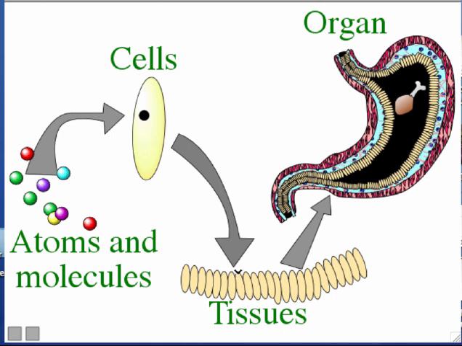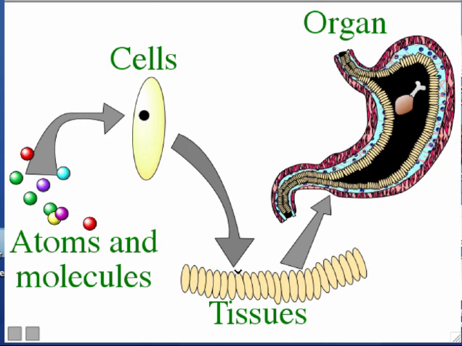There we go. And tissues are a group of cells of the same type. So what I'm saying is if we're talking about a muscle tissue, it means it's made out of muscle cells. And if we're talking about an epithelial tissue, it's a tissue that's made out of epithelial cells. The tissue is always named for the type of cell that it's made out of.